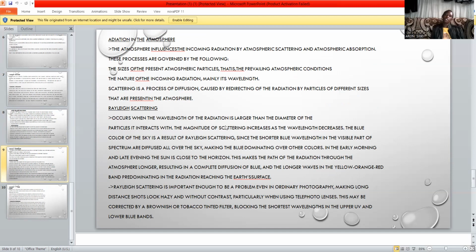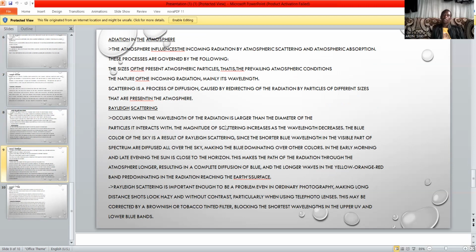The next part is radiation in the atmosphere. We are going to look at the radiation taking place in the atmosphere, which can be used for remote sensing. The atmosphere influences incoming radiation by atmospheric scattering and atmospheric absorption. These processes are governed by the following. One, the size of the atmospheric particles, that is, the prevailing atmospheric conditions. The second is the nature of the incoming radiation, mainly its wavelength.